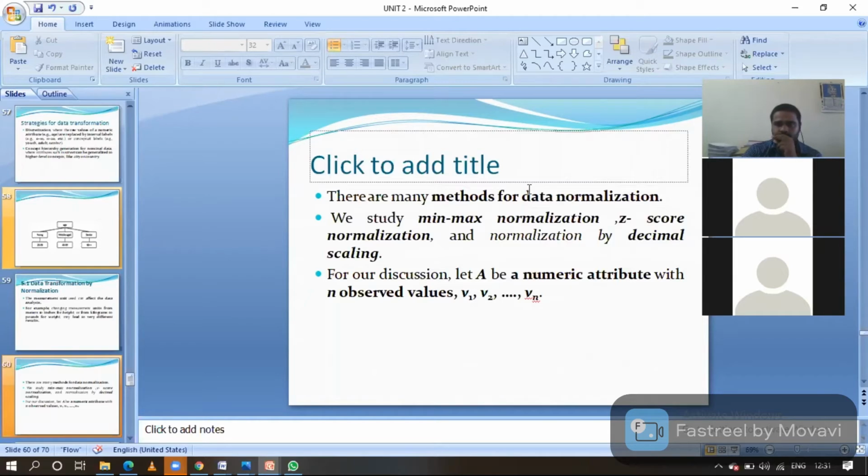For performing this, guys, we are going to take one attribute. The attribute name is A, that is a numerical attribute. How many values are there in the numerical attribute? There are n observation values.